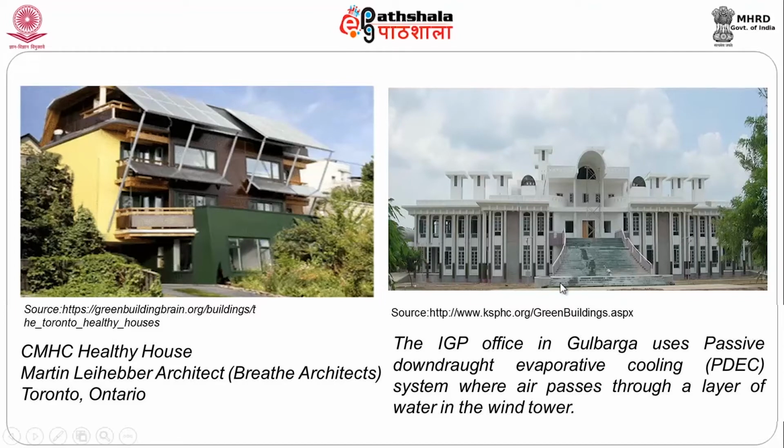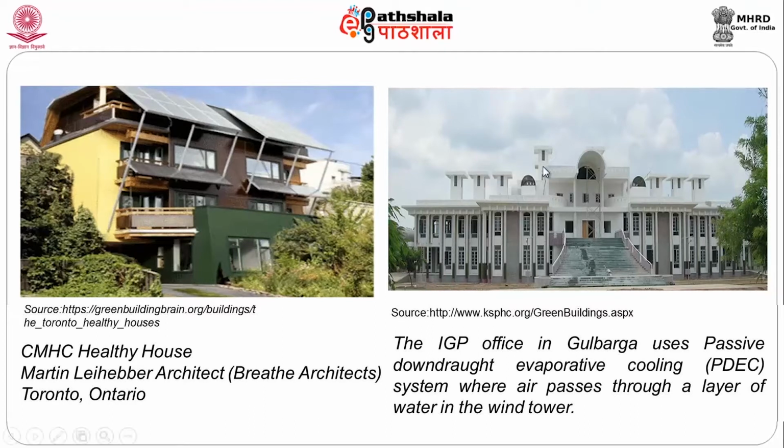And similarly, if you look at the IGP office in Gulbarga, which uses passive downdraft evaporative cooling, which is PDEC, where in this system, air actually passes through a layer of water in a wind tower. So you basically have a wind tower, there's air that is forced through it because of the stack effect. That water is cooled, and that air that is cooled is let into the buildings. This is suitable in places where it's not very humid and it is dry and hot. When it's humid, this might not be suitable because water vapor will increase the humidity of the place and the microclimate will drastically change.